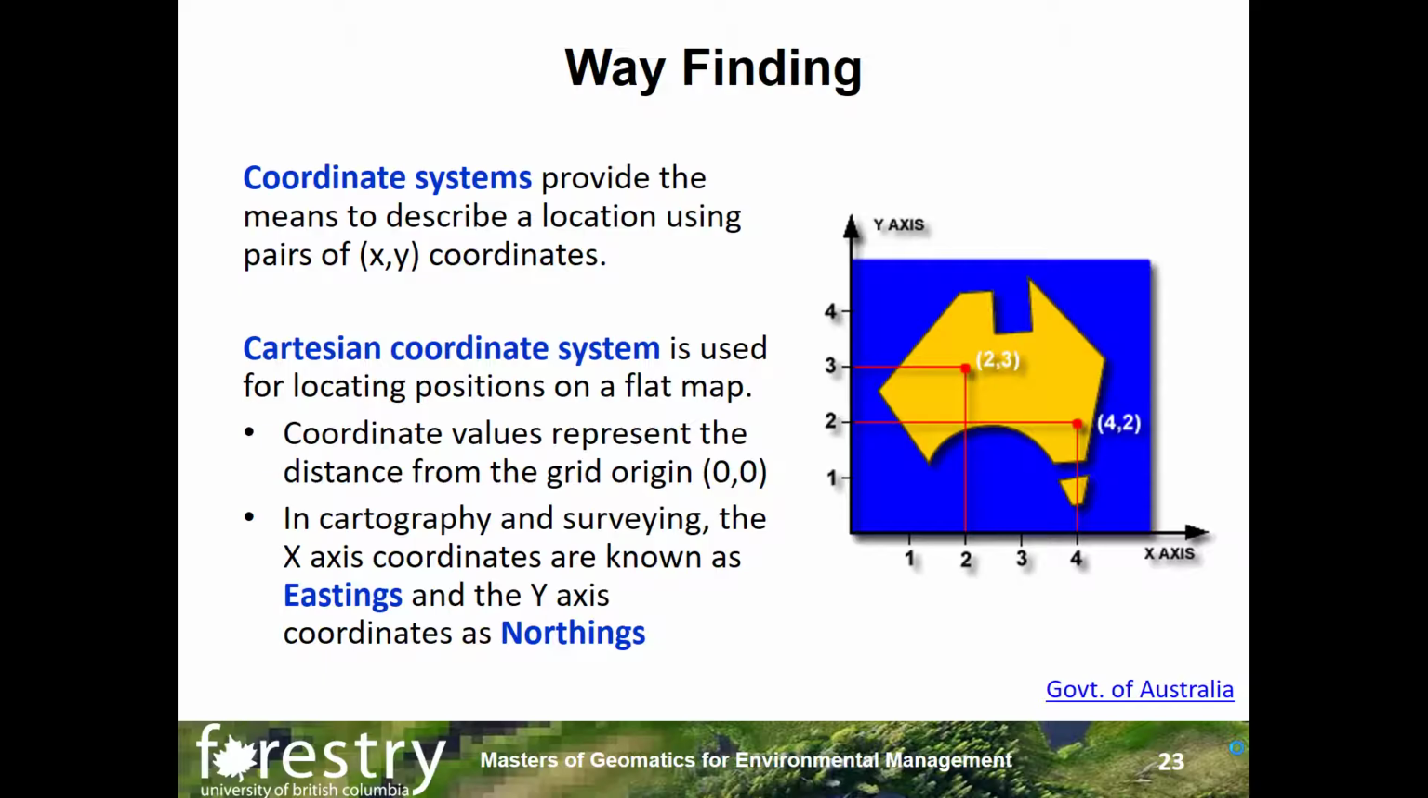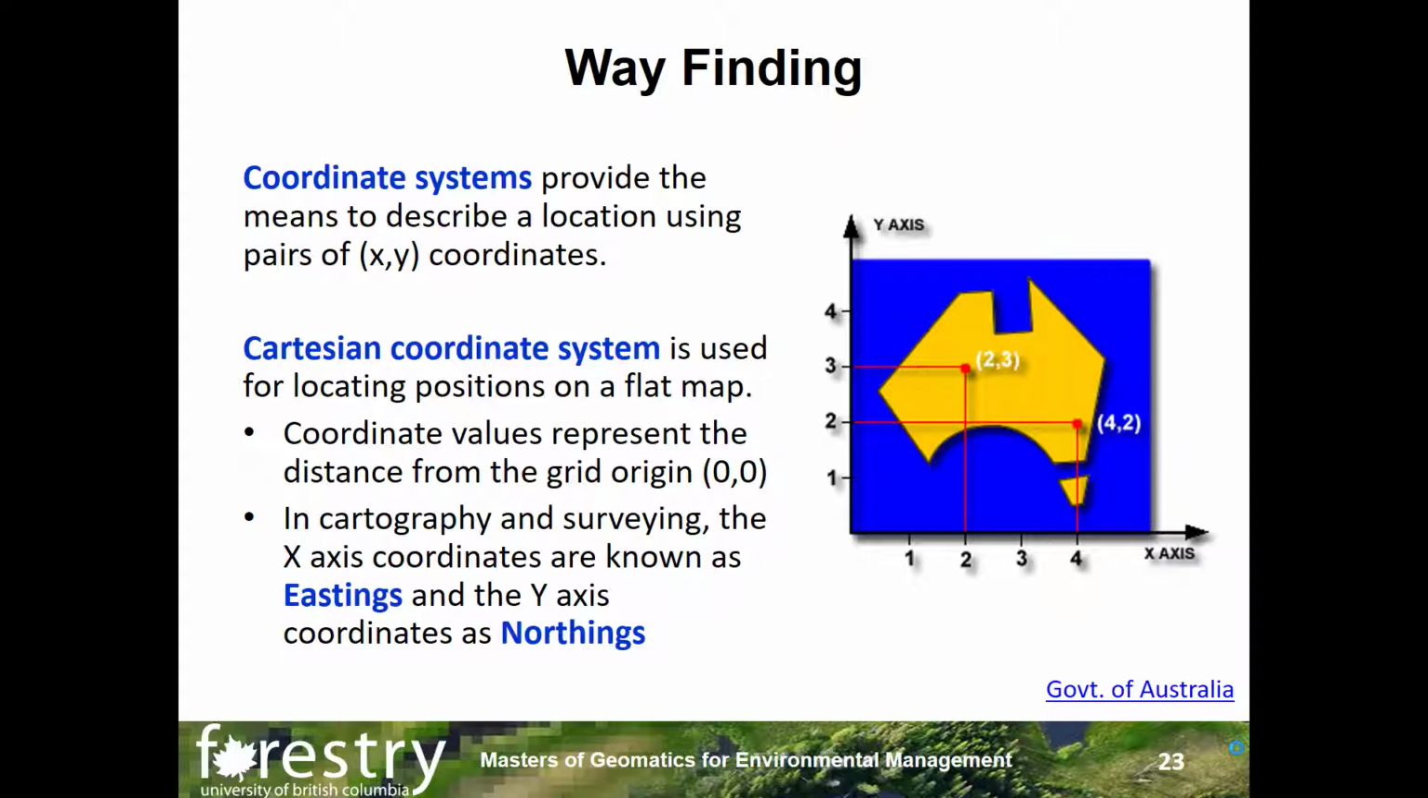Now let's turn and take a look at coordinate systems. Coordinate systems provide a means to describe location using pairs of coordinates. One very simple type of coordinate system that we have is what's called a Cartesian coordinate system. A Cartesian coordinate system is used for locating points on a flat two-dimensional map, and the coordinate values represent the distance from the grid origin, which is 0, 0.